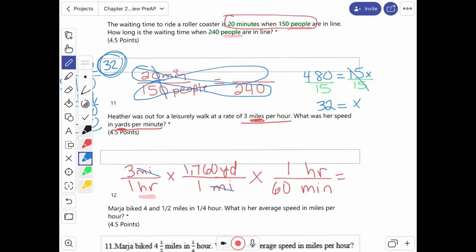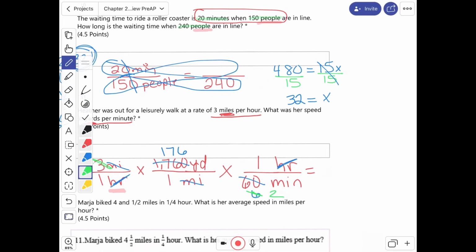Then I start looking for something I can cancel or something I can simplify. I can simplify the hours, and I already did the miles and the miles. I see that 60 and 1,760 end in zeros, so I can divide those both by 10. That would be 6, and that one would be 176. I also see that I could simplify 6 and 3. 3 divided by 3 is 1. 6 divided by 3 would make 2.